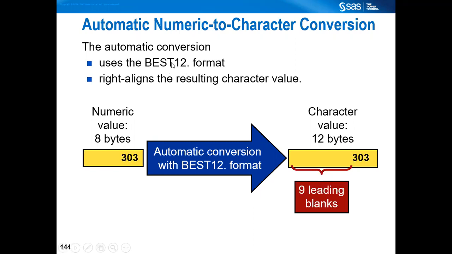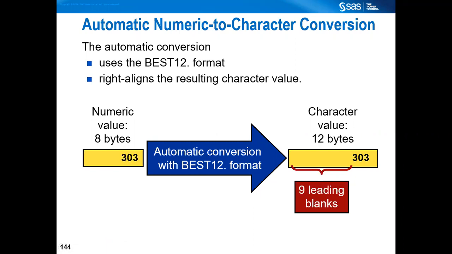That means 12 width. And in our value, we have only 3 digits with 8 bytes. But because SAS is converting it automatically, it adds the format as BEST12. So it uses 12 bytes of space for your new variable. And because the original value has only 3 digits, it shows 9 leading blank places. Getting it now? Why it's happening?